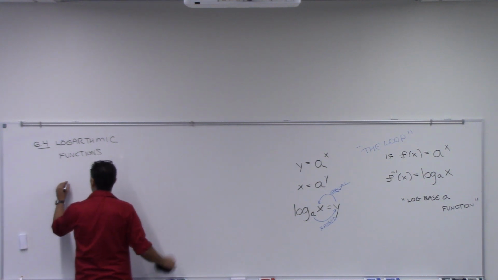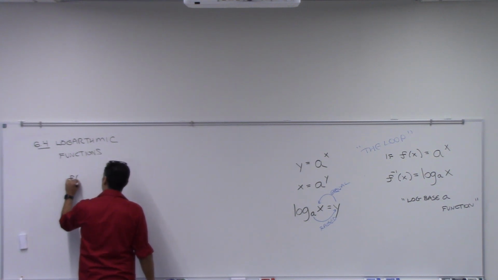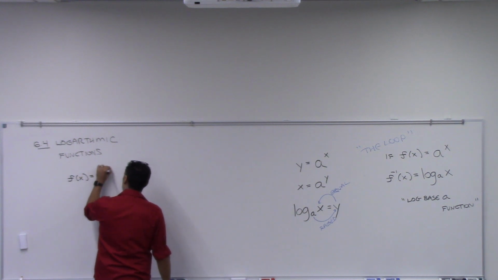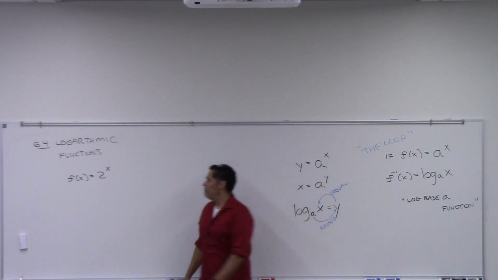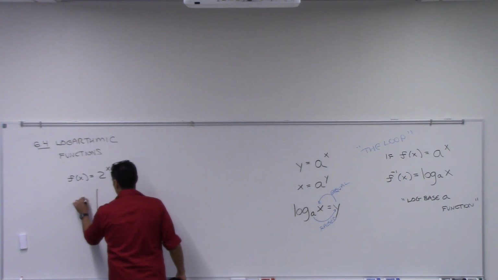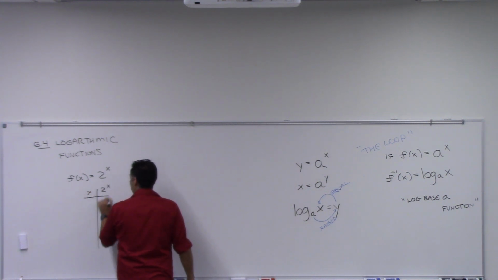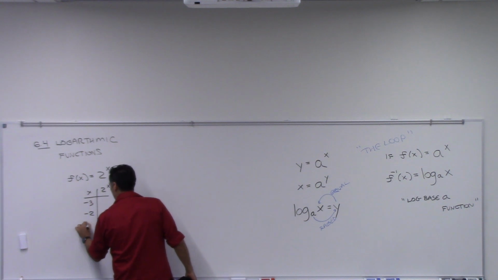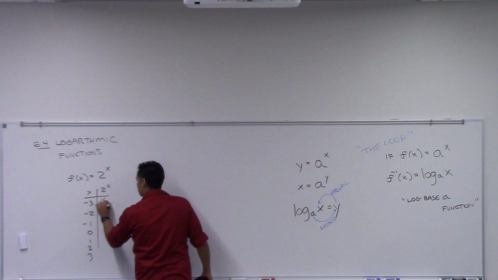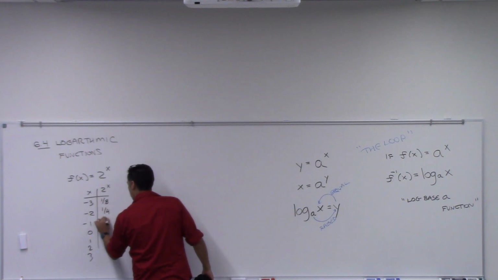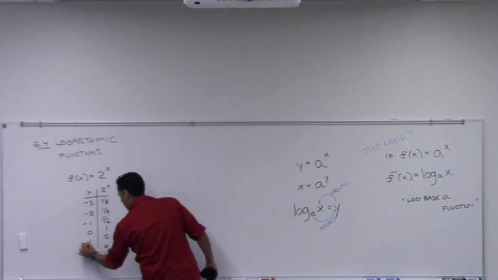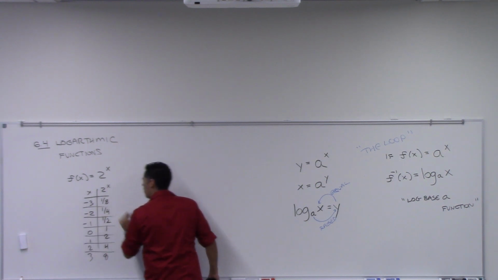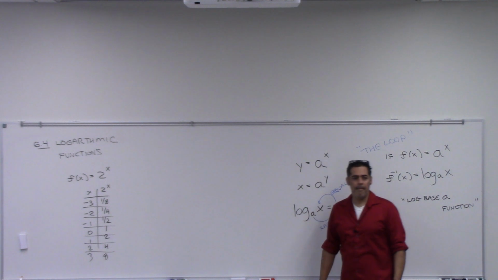So let's go back to a specific example that we had a second ago. F of x equals 2 to the x. We said we already know what that looks like, right? But I want to go back to the table that we made. That table that we made, I'm just going to put the answers here. Right, those are our answers, right?